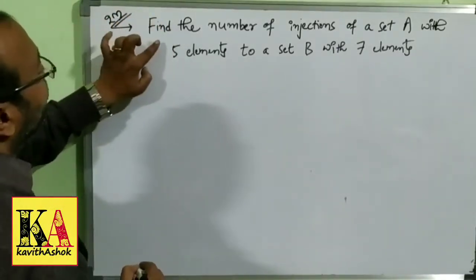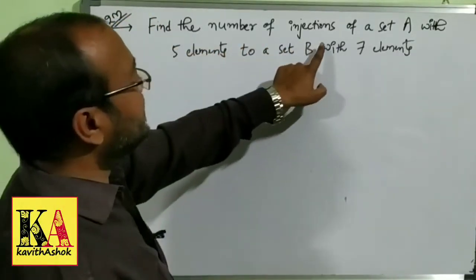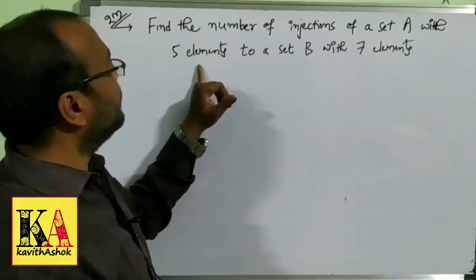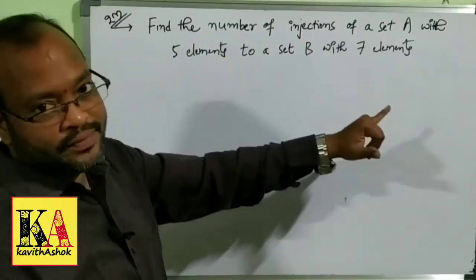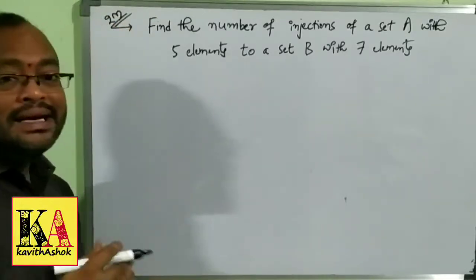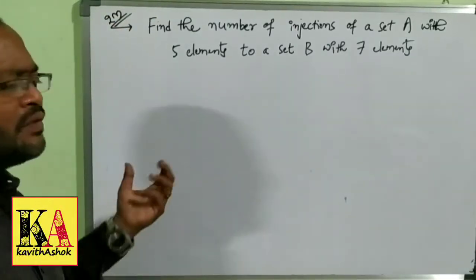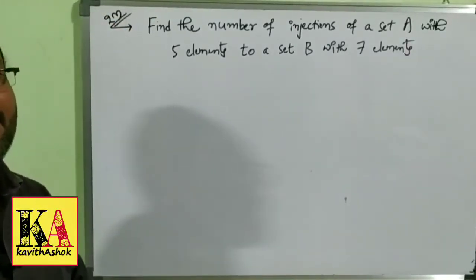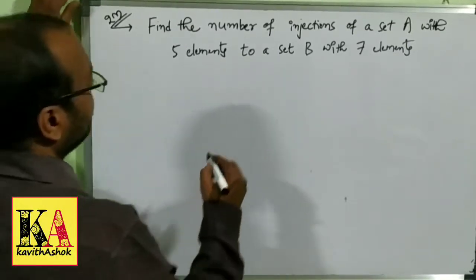What is given here? Find the number of injections of a set A with 5 elements to a set B with 7 elements. First we will discuss the concept. In exams no need of the concept. By using the formula directly we can calculate. What is given here? 2 sets are there.